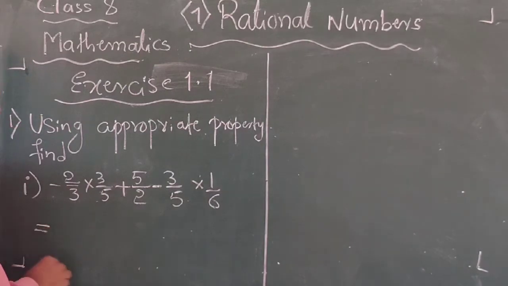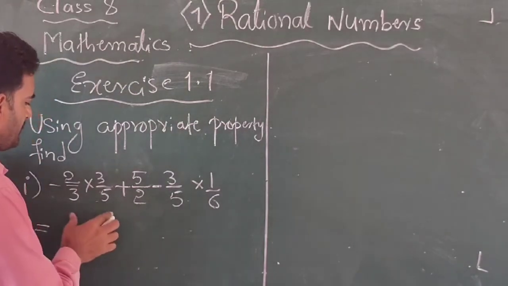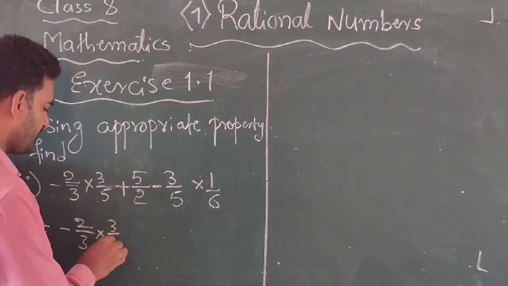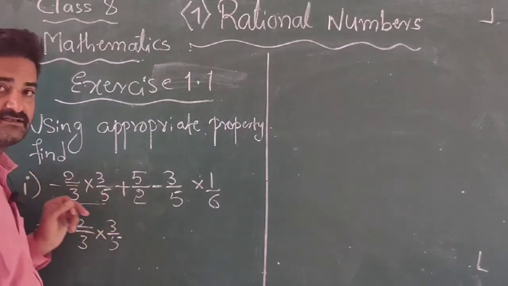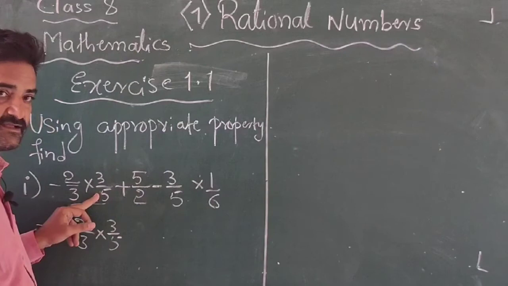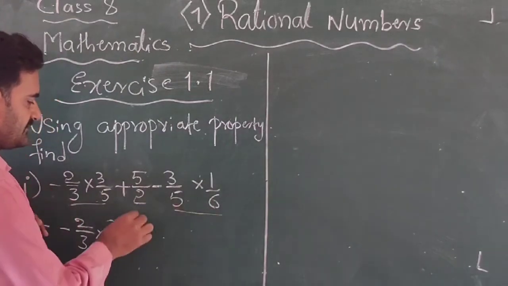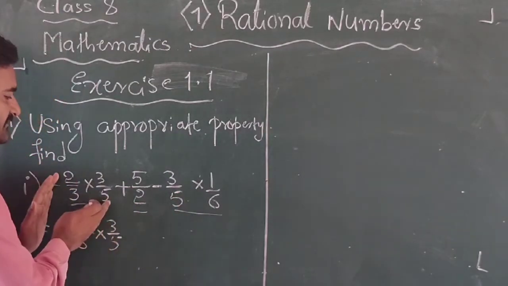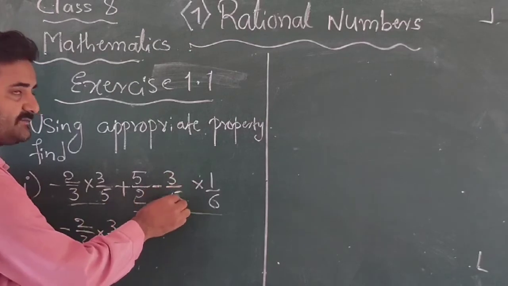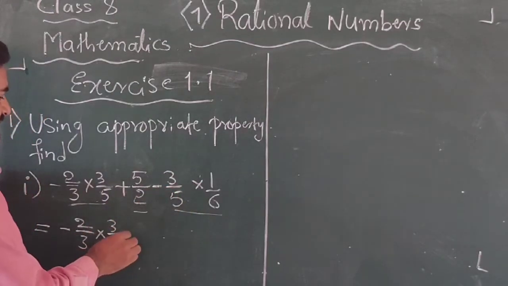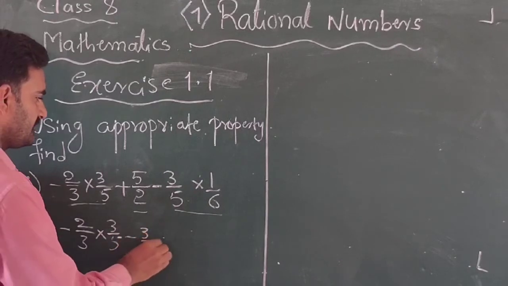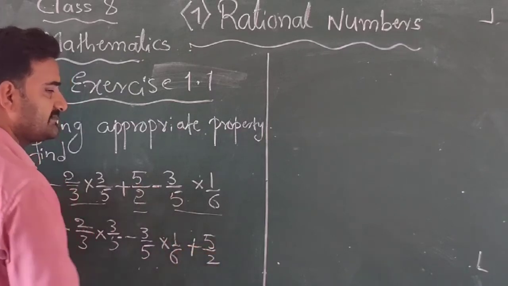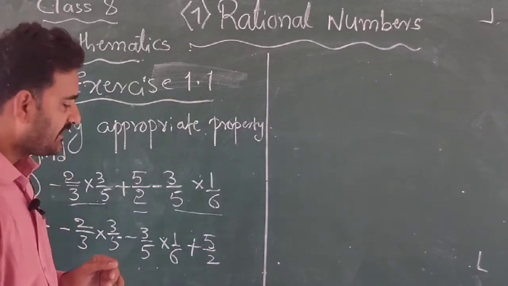Now this is equal to, let us say this one, minus 2 by 3 into 3 by 5. Here in this bunch we are observing 3 by 5. Here one more bunch is there, here one more bunch, 1, 2, 3. Total 3 bunches are there. In that, here we are observing 3 by 5 and here also we are observing 3 by 5. So we will keep it properly, first into 1 by 6, and this last one, 5 by 2, as it is. This indicates the associative property.